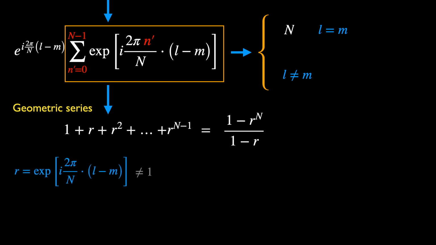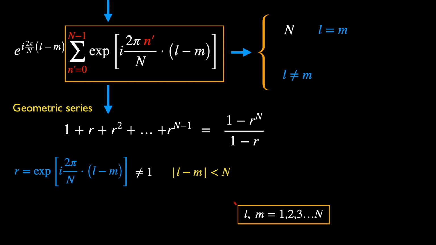Notice that r is not equal to 1 when L and m are not equal, and also when the magnitude of their differences is less than n. This last statement is automatically true when L and m range from 1 to n, which is precisely the domain of these indices. This means the denominator of the sum is non-zero.